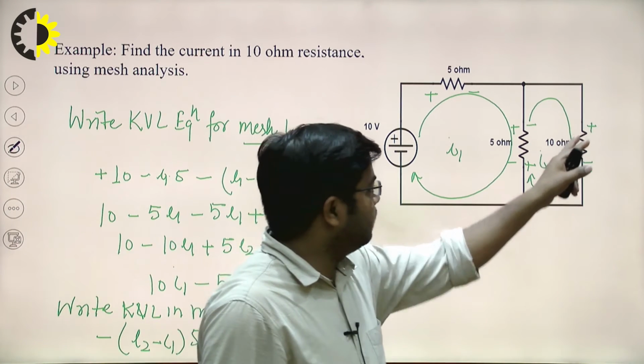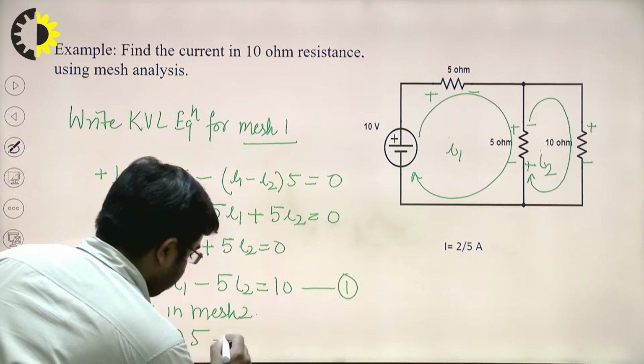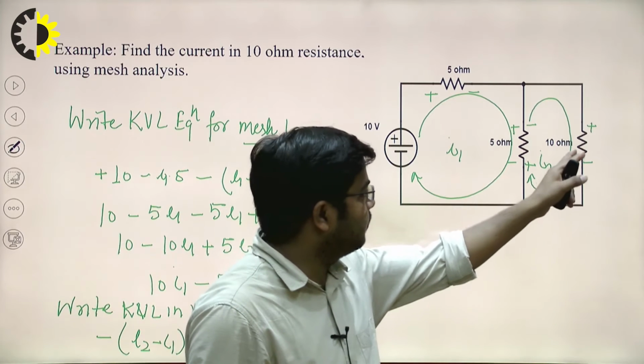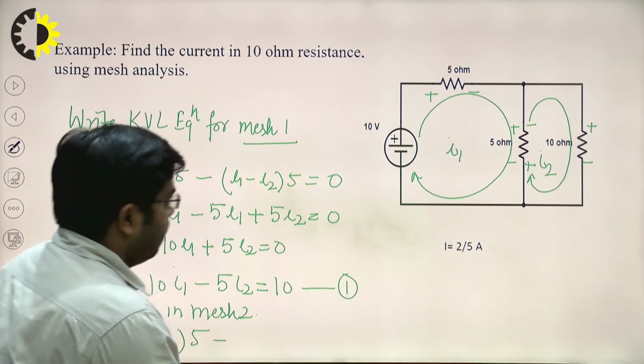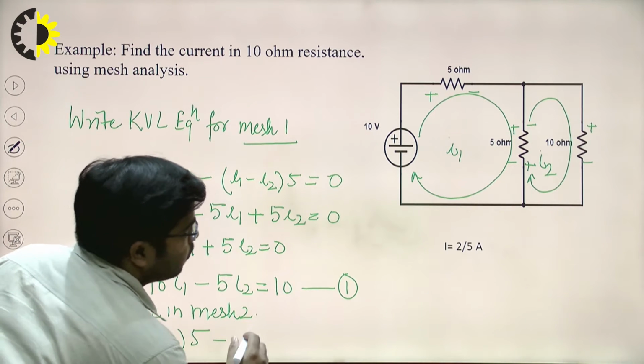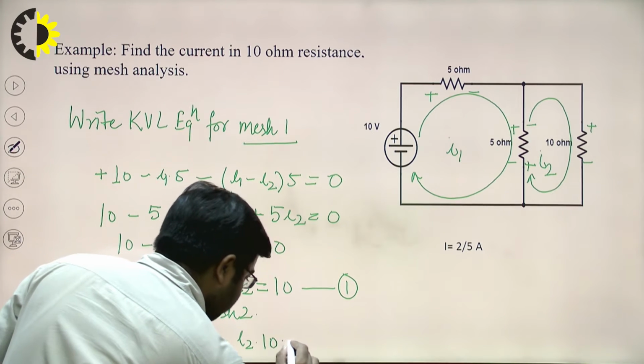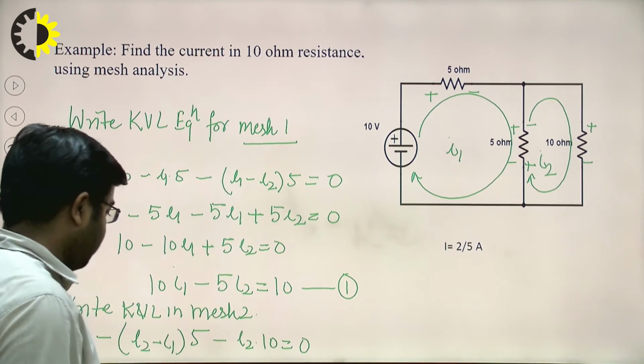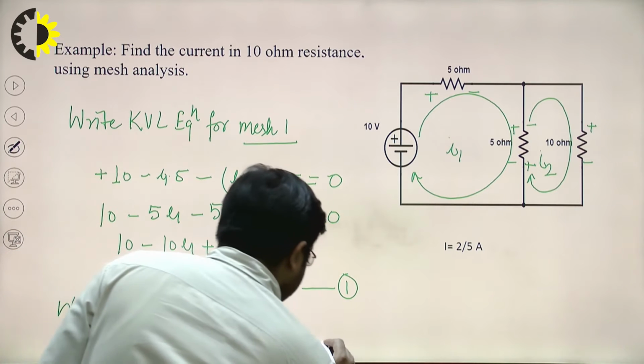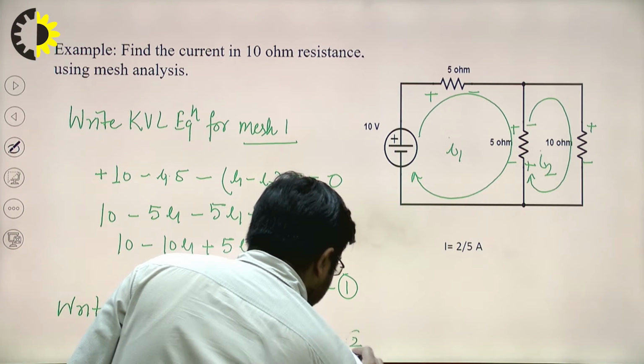then write minus, so through this resistance 10 ohm I2 current is flowing. So it will be I2 into 10, that is equal to 0. So from this equation you can write, this is equation number 2.